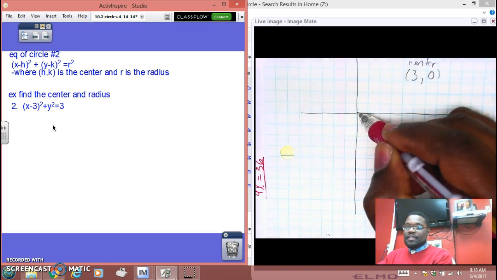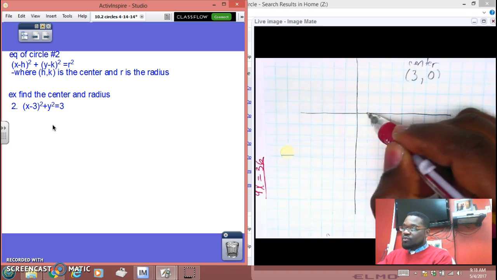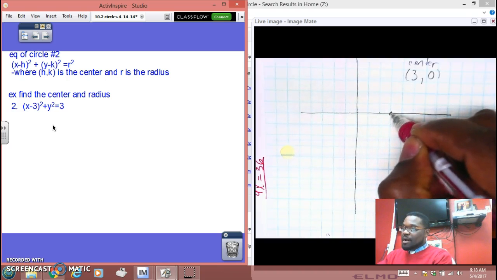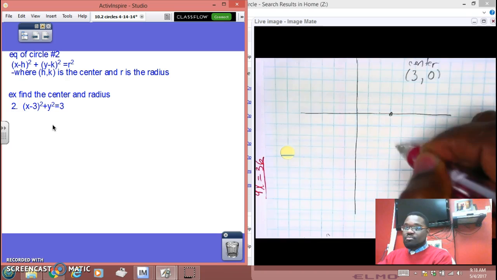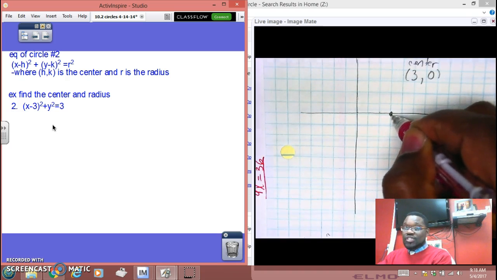So what does that mean? That means starting at my origin, I go to the right, 1, 2, 3, and put my point there. Since my y is 0, I don't move up or down. So that's the new center.